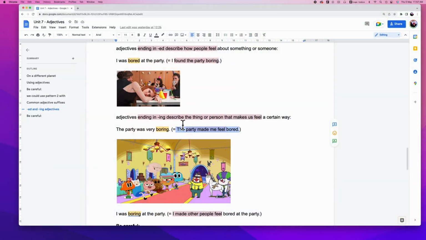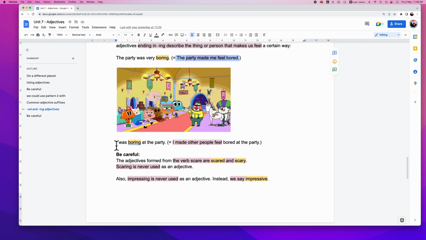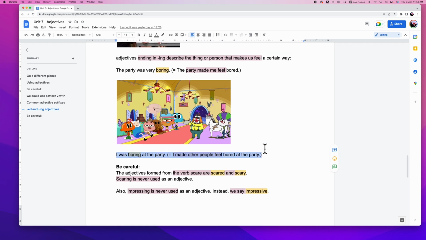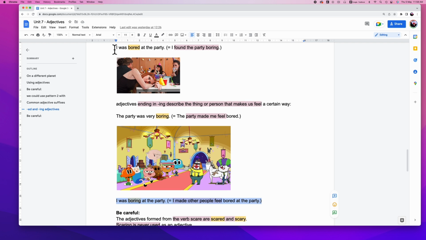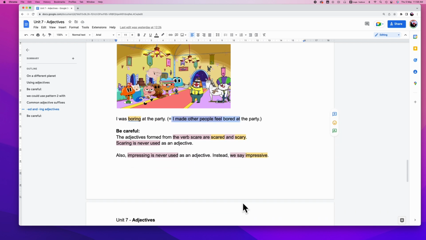Let's take a look at another example. I was boring at the party. I make other people feel bored at the party. Now you can see the difference between I was bored at the party, which means I feel bored, and if I was boring at the party, which means I make other people feel that way. Now that is something you have to be careful about.